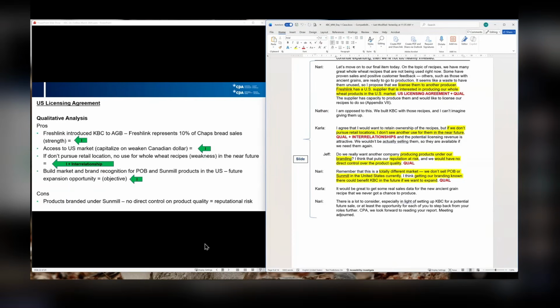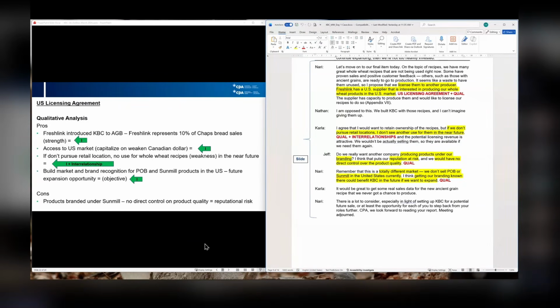So, we know that FreshLink represents 10% of Champ's bread sales. So this would ensure that, again, it'll capitalize on that strong relationship and continue to maybe improve it or at least to maintain it. So that's a good example of integration. Access to the US market. So it's going to capitalize on that weakening Canadian dollar. Another example of integration.